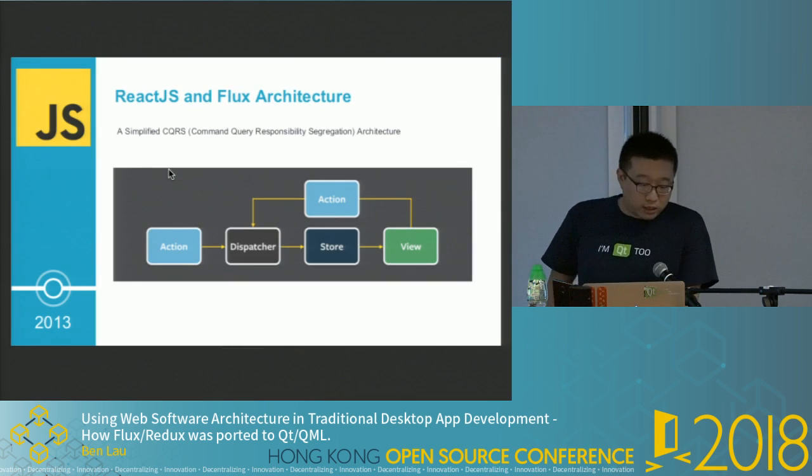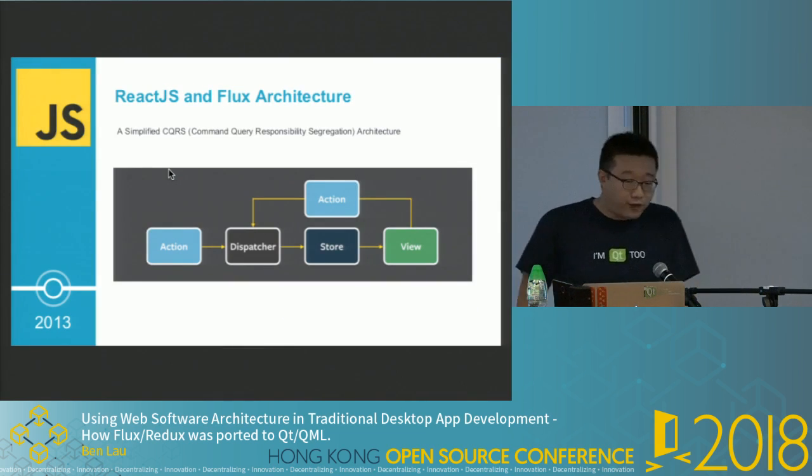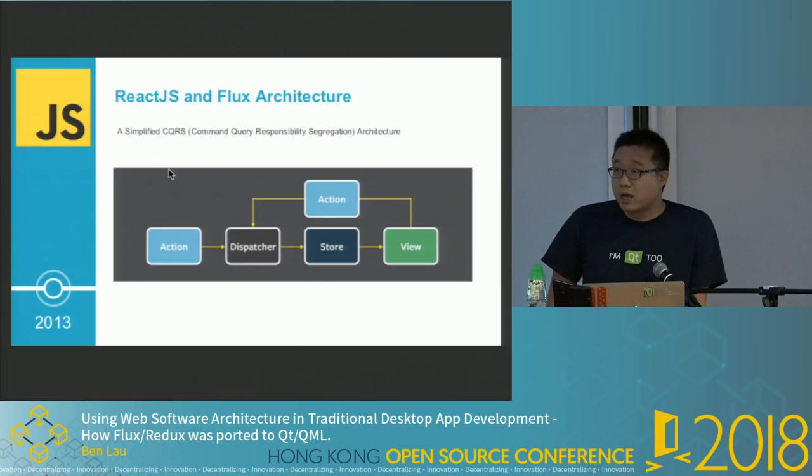So in 2015, Facebook released a framework called React. At the same time, they proposed a new architecture called Flux. For me, in fact, Flux is not really a new idea. There is an architecture design called CQRS, which has been mentioned for many years already. I can't remember which year it was raised.